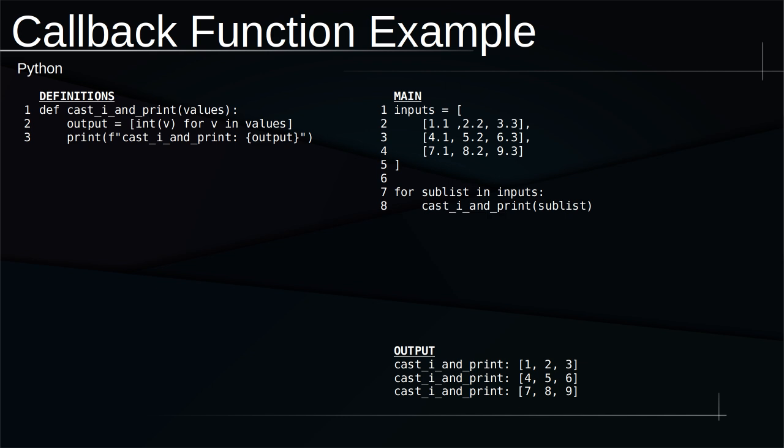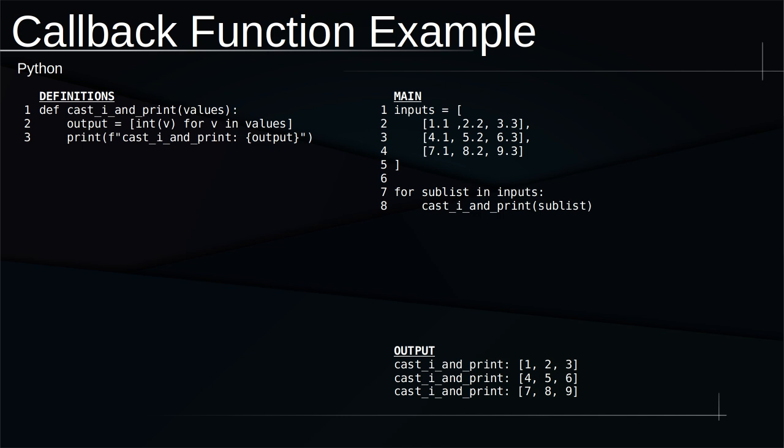Then, in the top right, we create a list called inputs that's comprised of multiple sublists of floats. And inside the for loop, starting on line 7, we execute the function on each sublist. In the terminal, we see something similar to what's shown in the bottom right: each sublist with its values casted as integers.